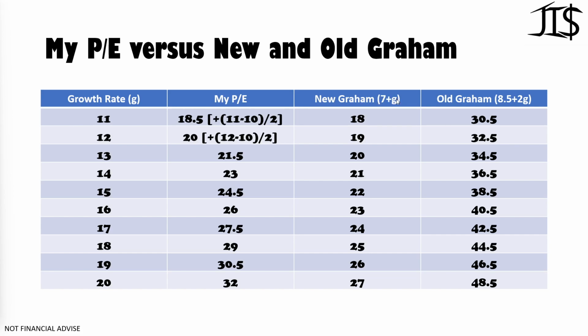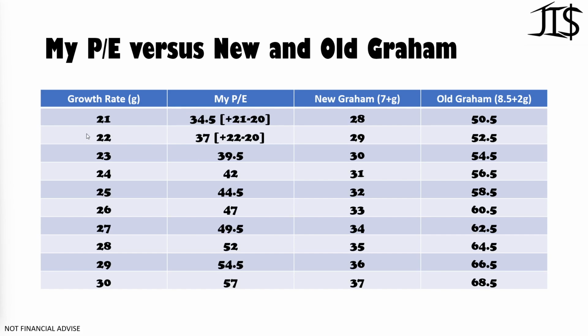So I start with 7 plus G and then I calculate 11 minus 10. So that's then the growth rate. So 11 minus 10 or 12 minus 10, and I divide that by 2. So here I add a half, here I add 1, here I add 1.5, up to here, where I add 5. So I go from 18.5 to 32. So at 32, I'm already here with the old formula of Graham. So it's also with a quite nice margin of safety compared to the old formula of Graham.